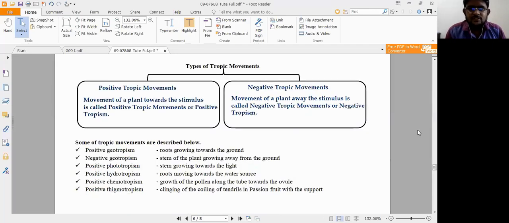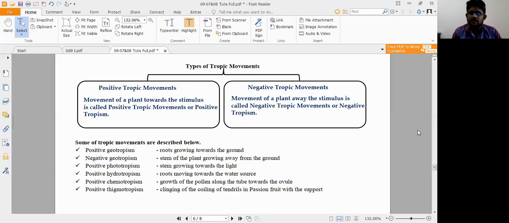So some examples for these tropic movements are given here. Positive geotropism: roots growing towards the ground, that is positive geotropism. Stem of a plant growing away from the ground, away from the earth, that is negative geotropism. And the third example, positive phototropism: stem growing towards the light. Light means the sunlight, and stems are growing upward towards the sunlight. We term it as photo, so it should be positive phototropism.